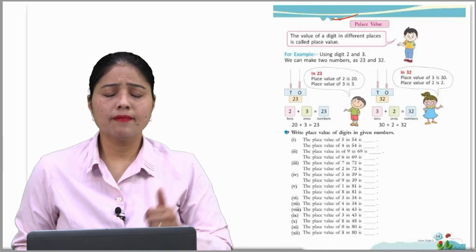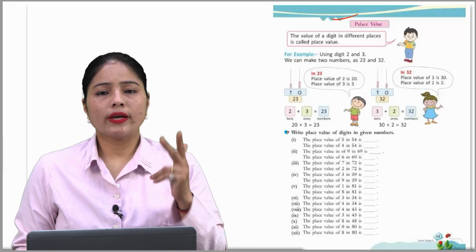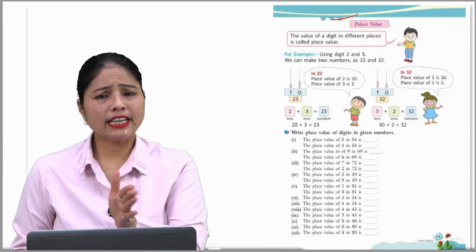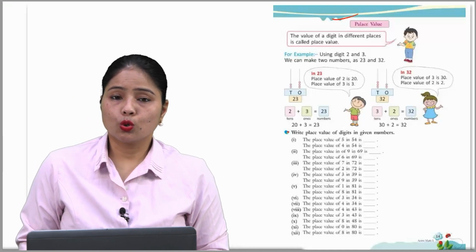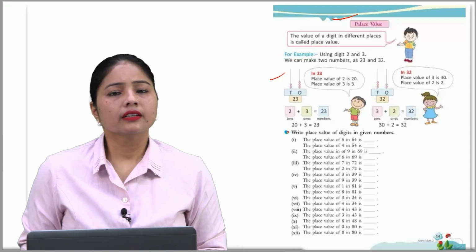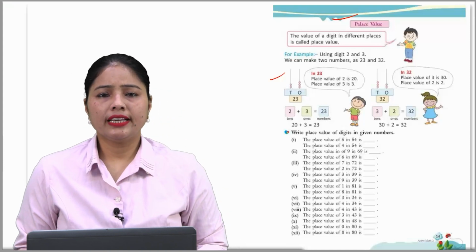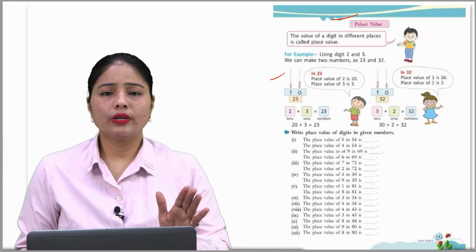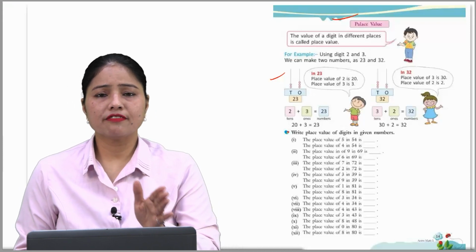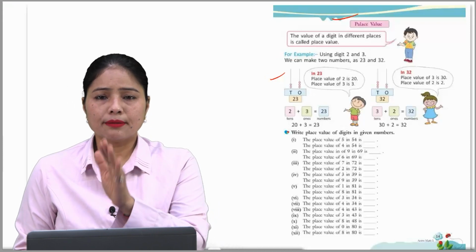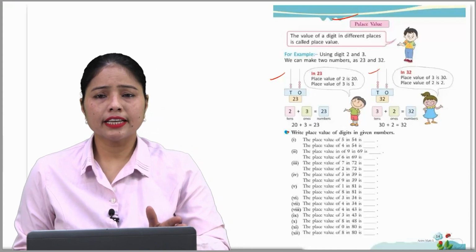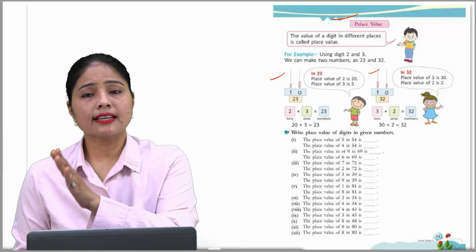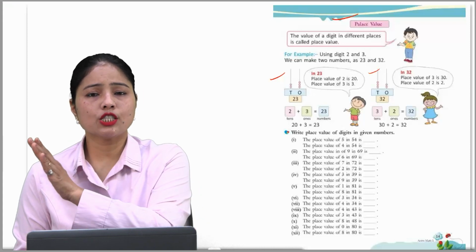For example, using digits 2 and 3, we can make two numbers, 23 and 32. So this is abacus. 2 and 3, 23. In 23, place value of 2 is 20. Place value of 3 is 3. Similarly, this is 32. In 32, place value of 3 is 30 and place value of 2 is 2.